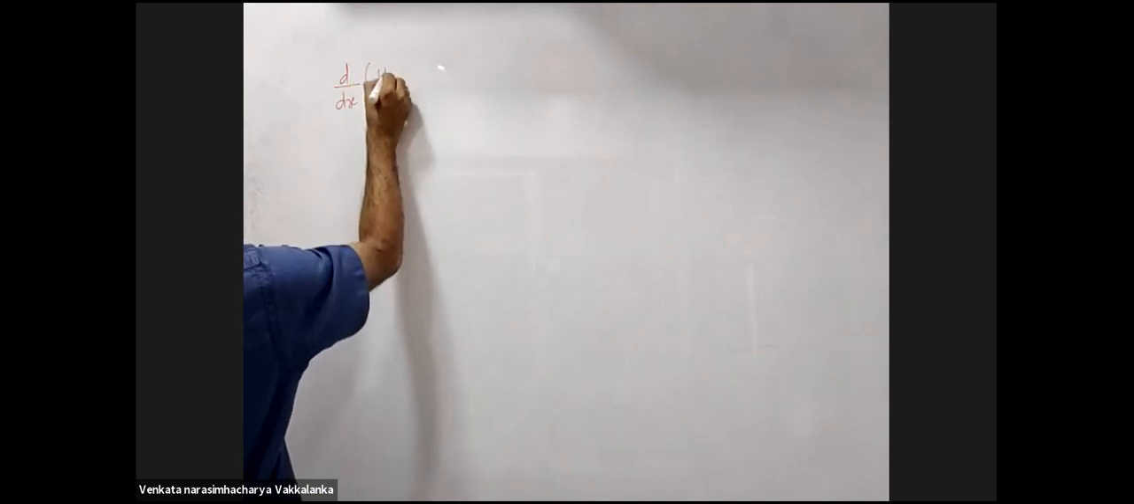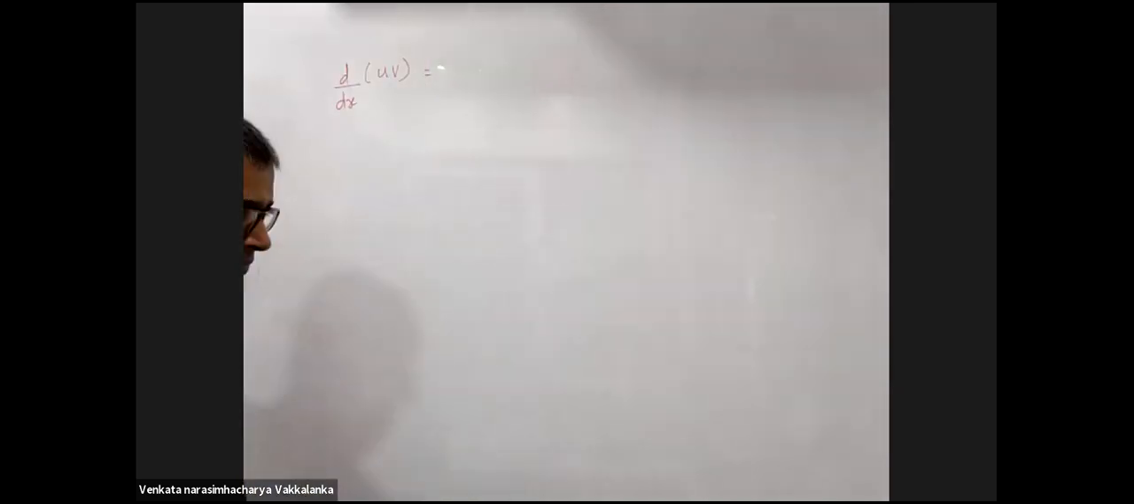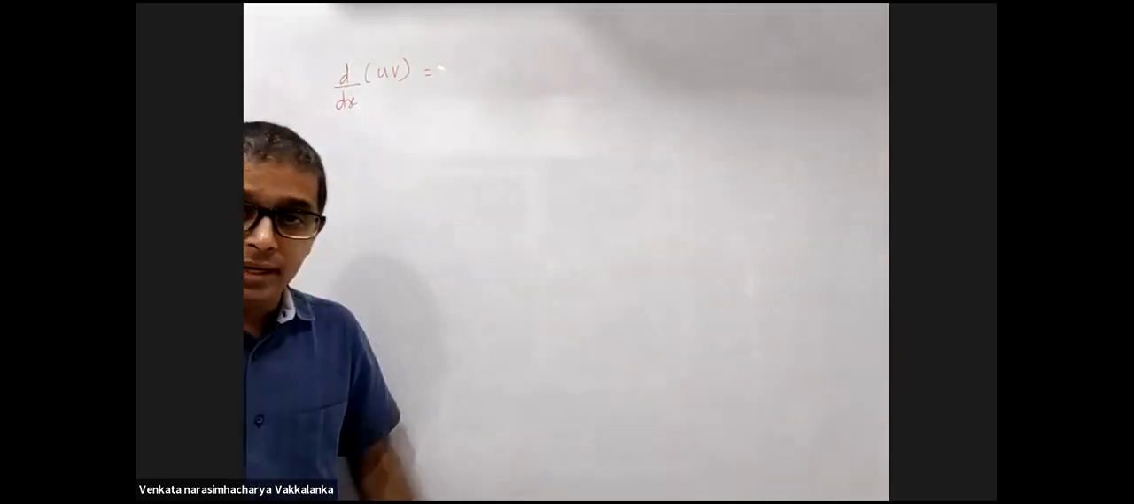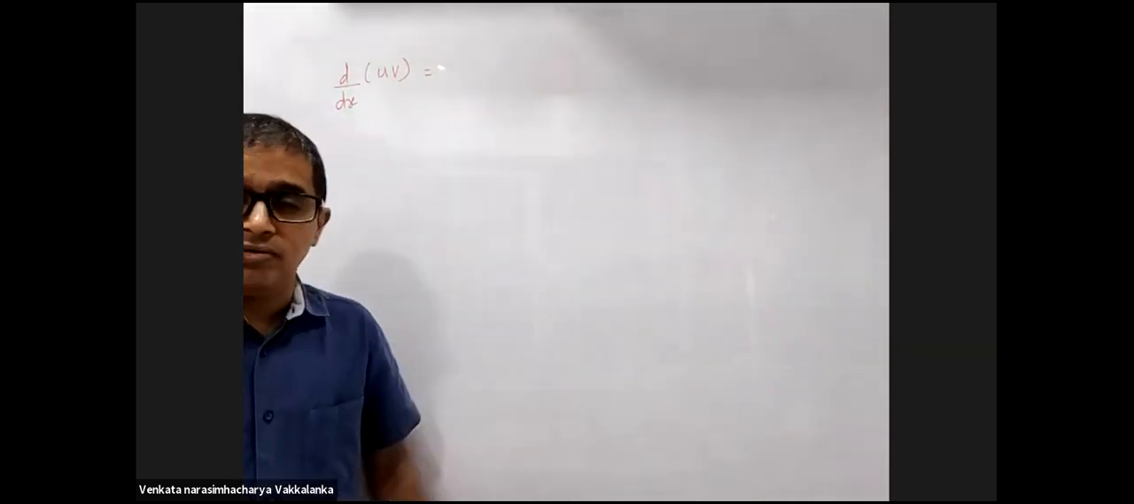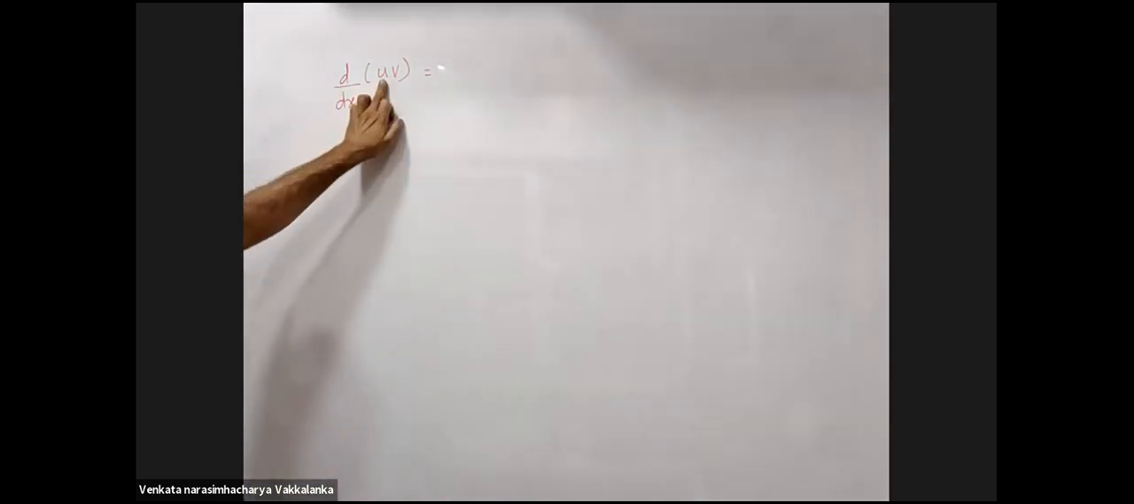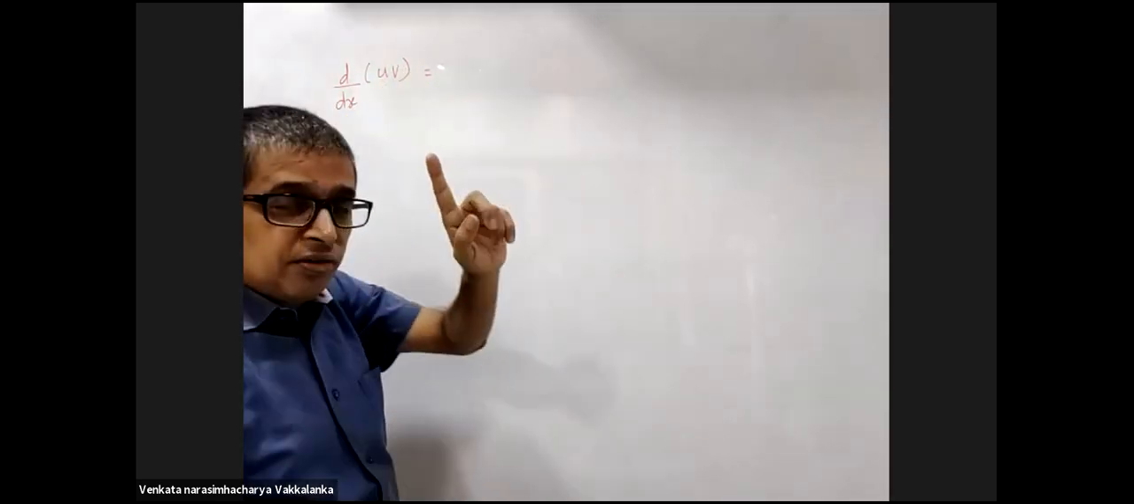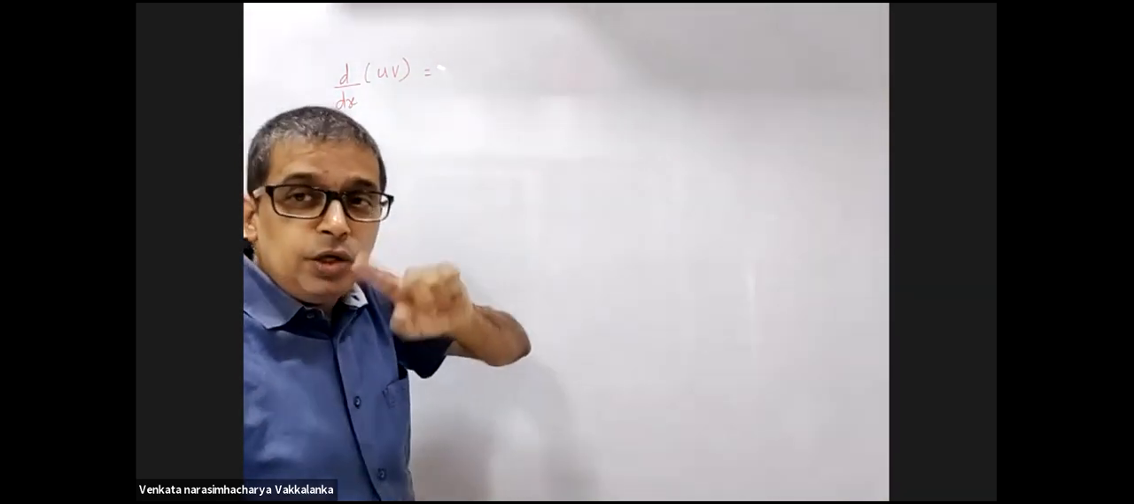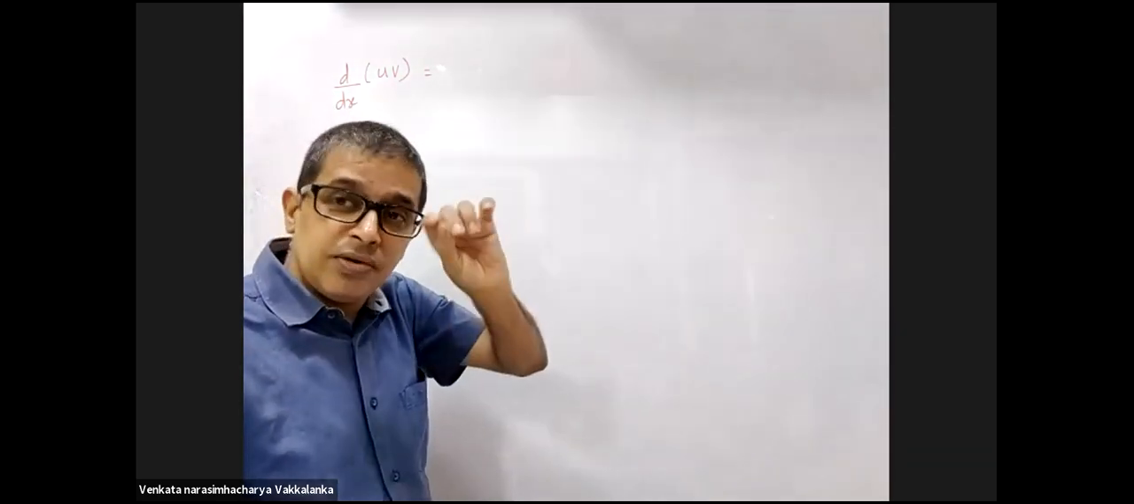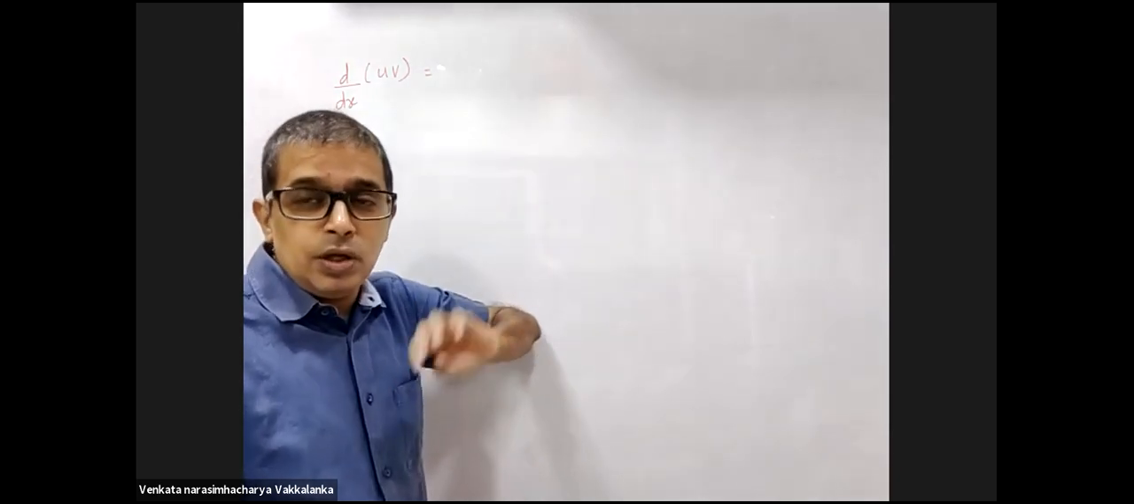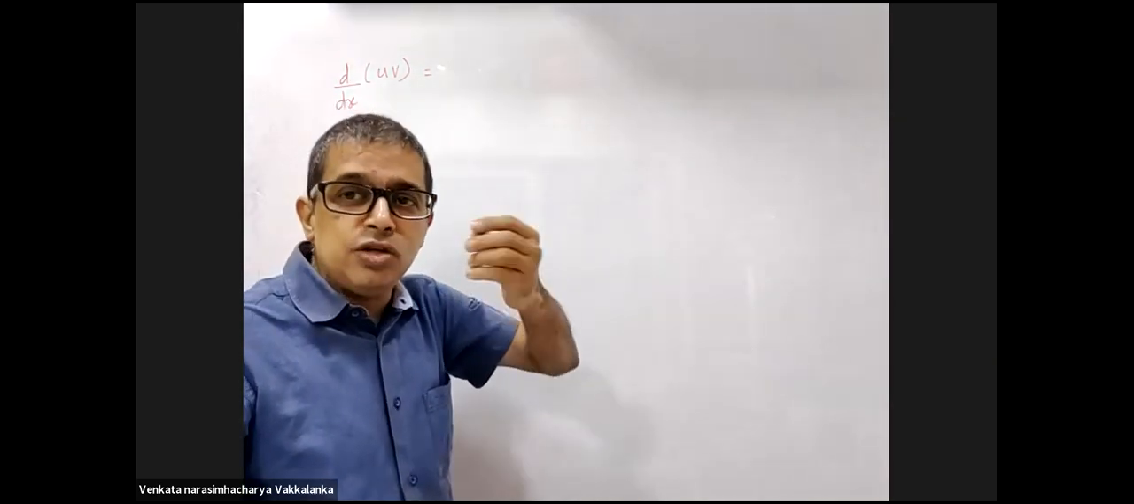One more important thing that you'll have to learn. What if it is d by dx of u into v? Learn this carefully, you'll have homework from this. First, u and v both are functions of x. For example, u is x square, v is 2x plus 1.